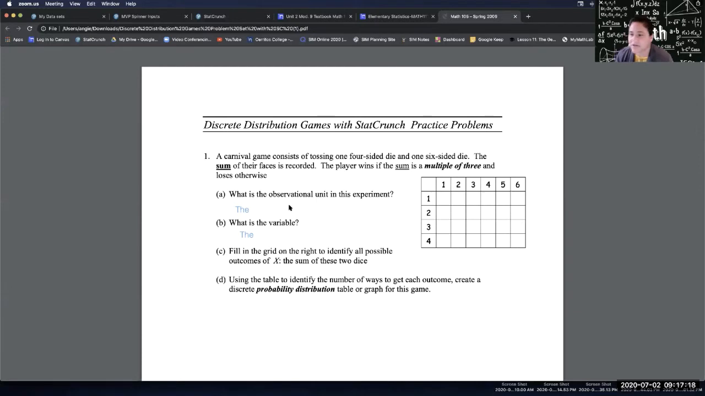What do you got, Lavario? What do you got, Matthew? Let me see what you got. What do you think? What do you think the observational unit is, and what is the variable?